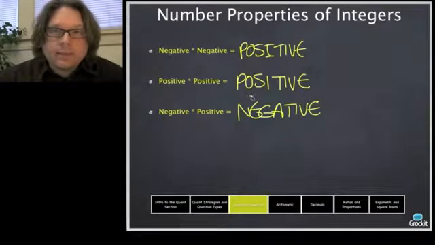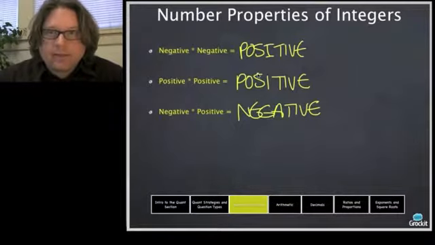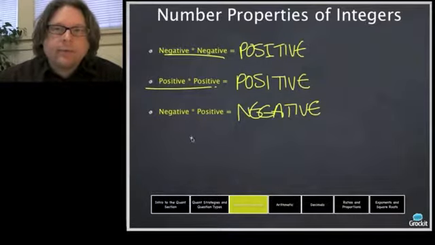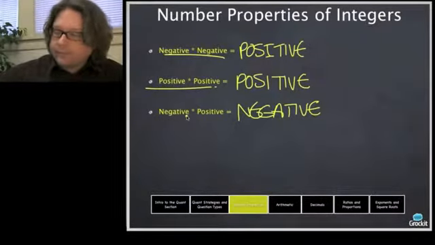So memorize these if you have any spare brain space. These are absolutely mission critical to getting so many questions right on the test, on the quantitative side anyway. So negative times negative, positive times positive, both give you positive. Only negative times positive gives you negative.